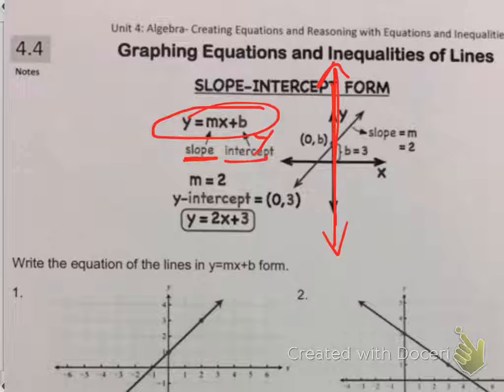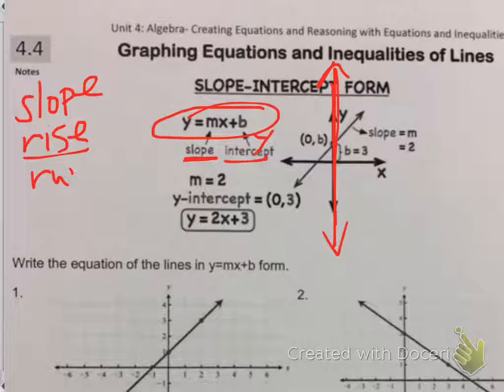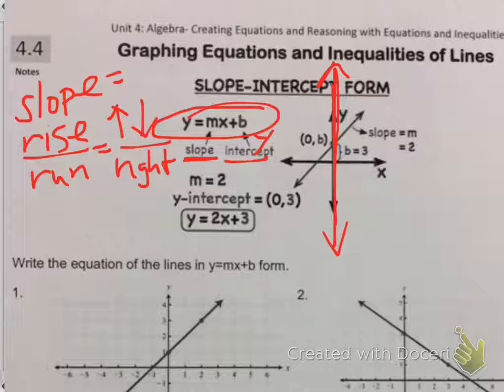The slope tells us the rise over the run. So just remind yourself that the slope is rise over run, and when you run, you always have to run to the right. On the rise you can go up or you can go down, but when you're running you have to run to the right.